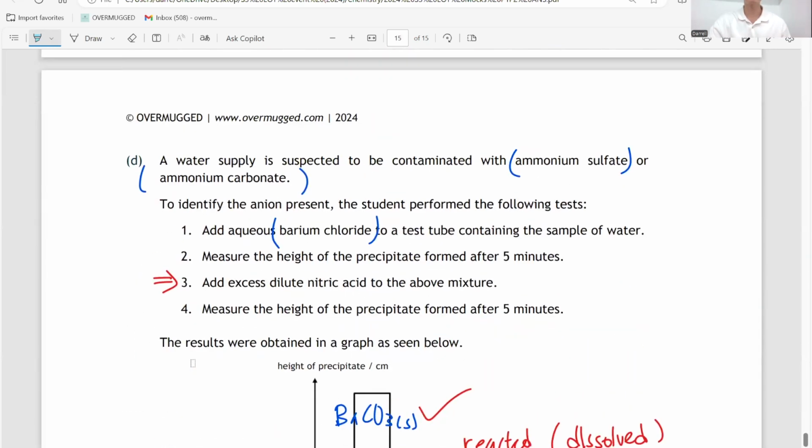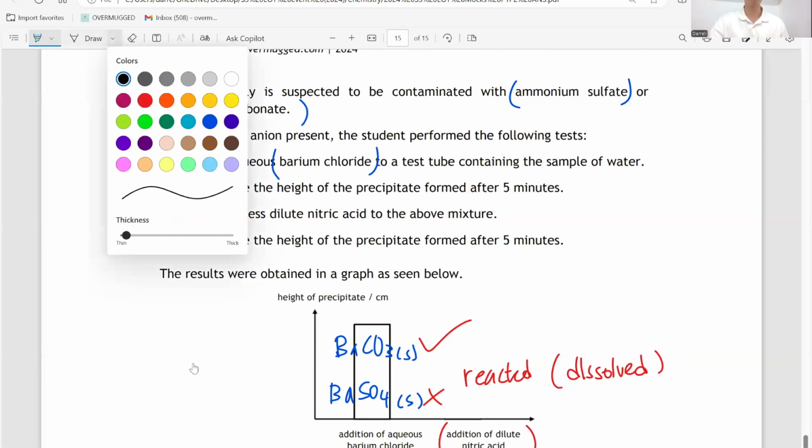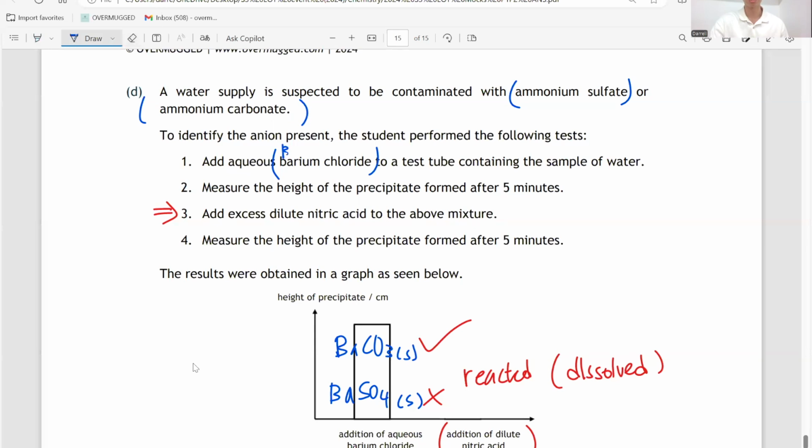Okay, I believe this is the final part. So let's run through this. So over here, we see that the contamination here is either with ammonium sulfate or with ammonium carbonate. We add in barium chloride to test. Okay, now, the first thing I need you to understand is when you add in barium chloride, you are introducing barium 2+ into the solution.